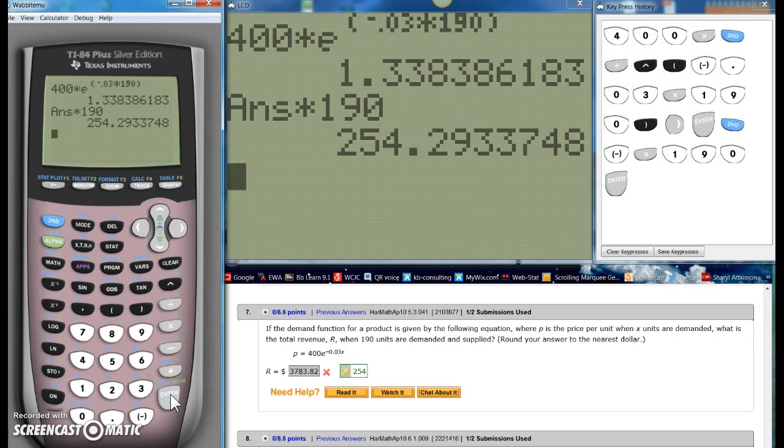We get $254.29. Our answer asks us to round to the nearest dollar, so we would input $254. And you see that that's the correct answer for this particular problem.